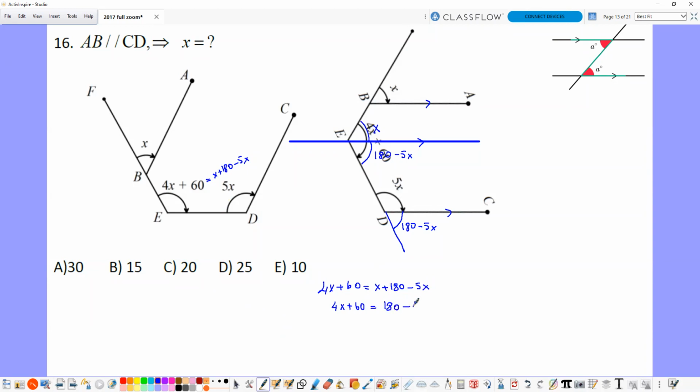180 minus 4x. Moving this 4x to this side, 4x plus 4x is equal to 180 minus 60, so 8x is equal to 120, and x is equal to 120 divided by 8, which is equal to 15. So x is equal to 15, and the answer is B.